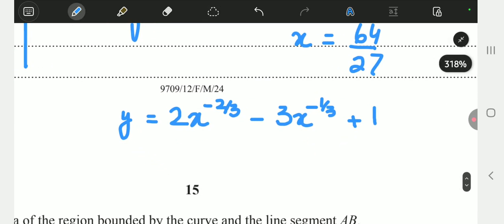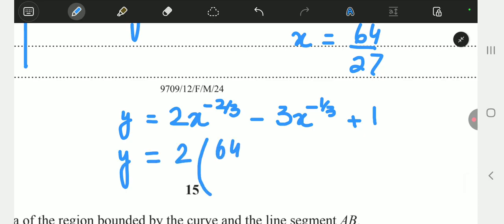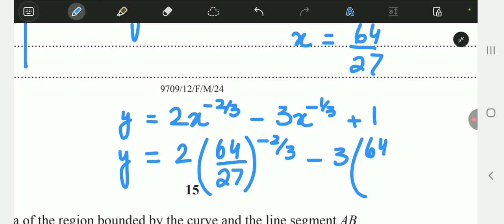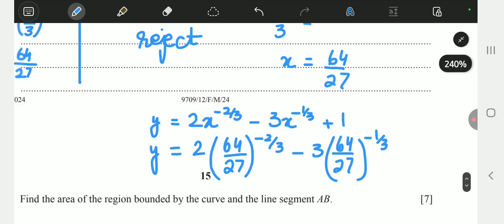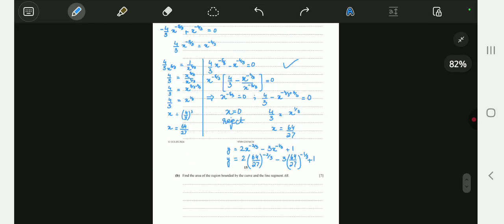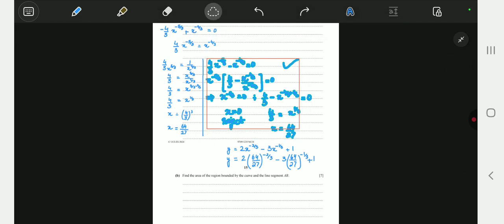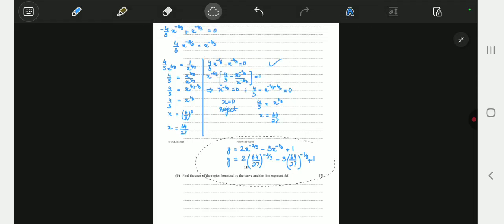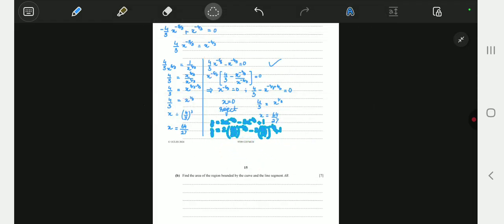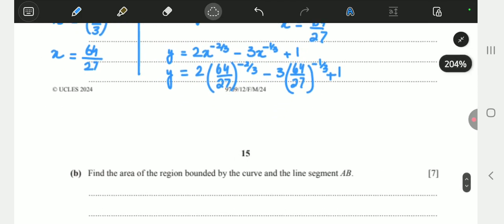So we will be substituting y will be equals to 2(64/27)^(-2/3) - 3(64/27)^(-1/3) + 1 equals, okay, this is your second one. Let's just rearrange it and make some space for further working.